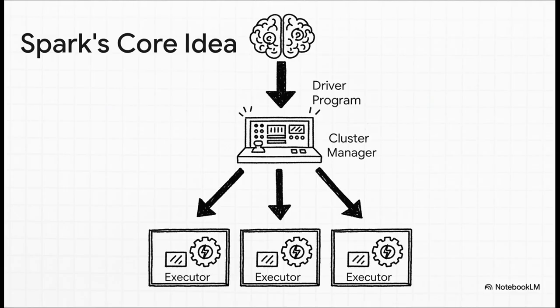Think of it like this. The driver program is the project manager, the brain of the whole operation. It breaks your big job down into smaller tasks. The cluster manager is like the HR department, allocating resources. And the executor nodes are the team members, the workers, each one processing a small chunk of the data in parallel. This is how Spark achieves that incredible speed and scale.